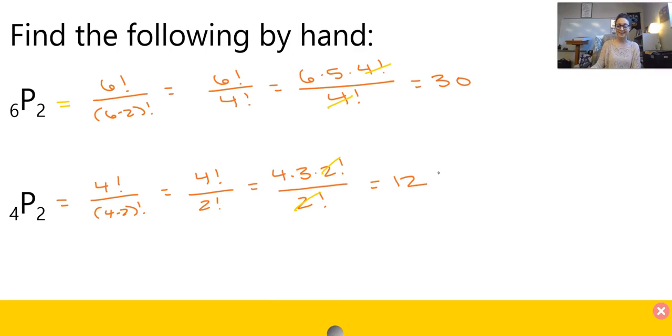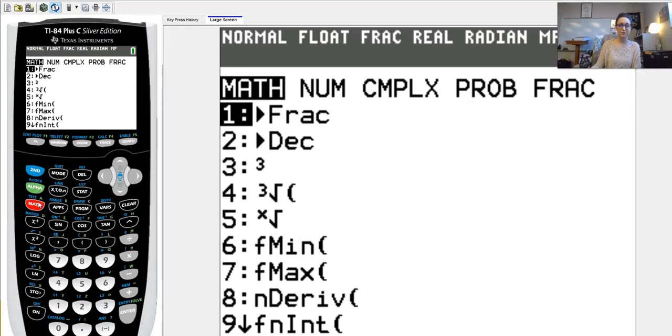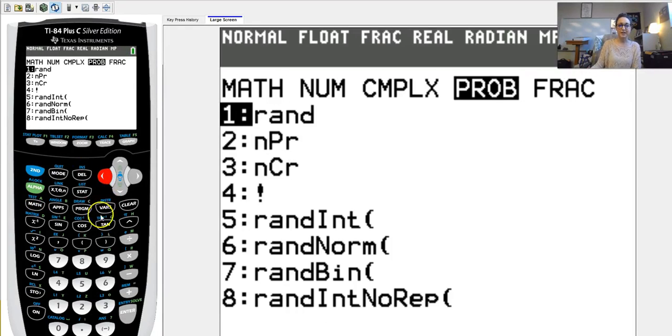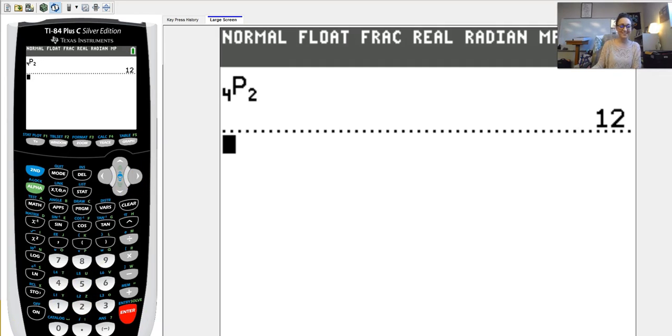Let me show you how to do this on the 84 and Desmos. So on the 84, if I want to do 4P2, you're going to go to Math, it's right under the green button, scroll over to Probability, PRB, and hit number 2 where it says nPr. And we're going to go 4P2, and there's our 12 that we got.